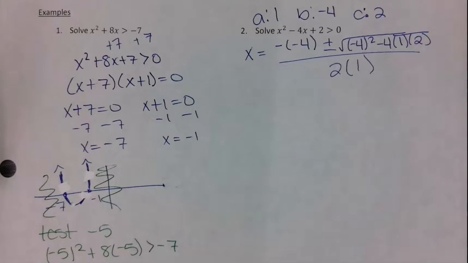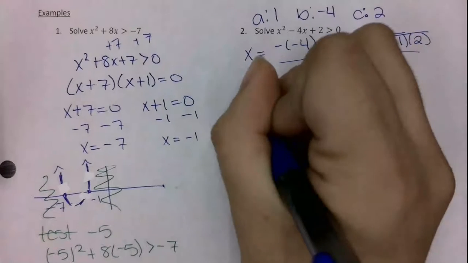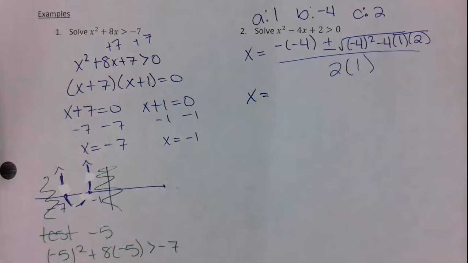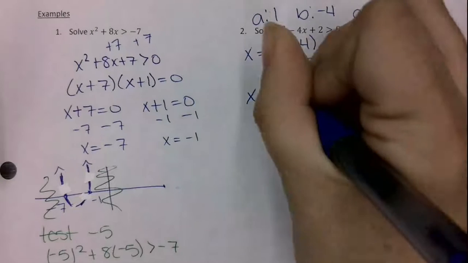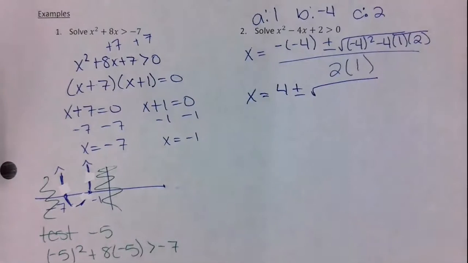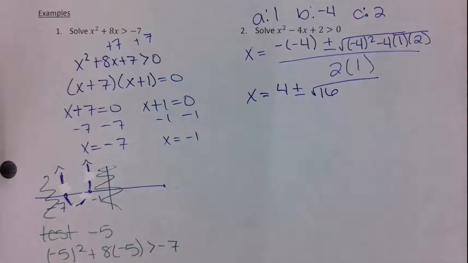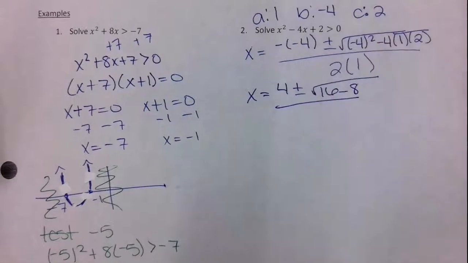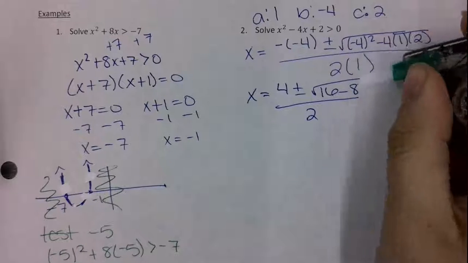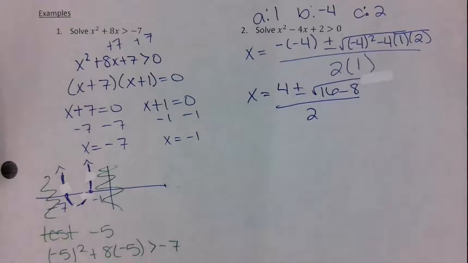Okay. Then I want to simplify. Negative 4 squared gives me what? 16. Negative 4 times 1 times 2. We could have. So I could show you 2 different ways to do it.